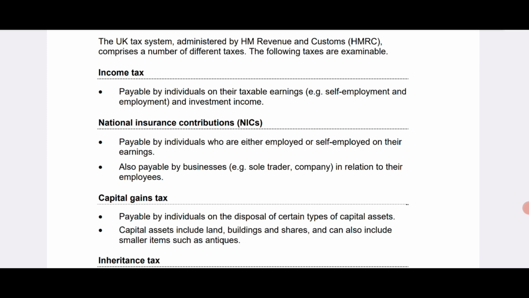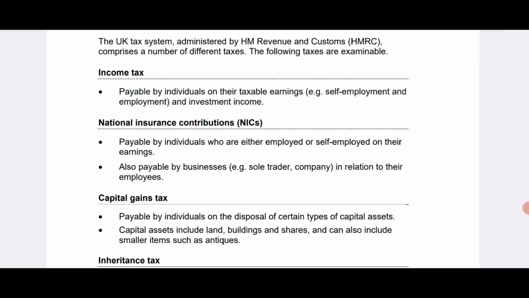NIC is very common in Europe. They pay insurance, and both the employer and employee contribute. This is the reason that in case of loss of a job, the government contributes to unemployment support. Most of you are aware of all these things.